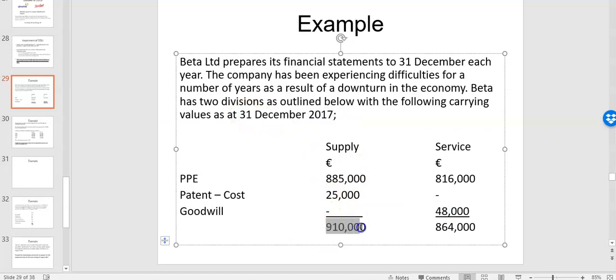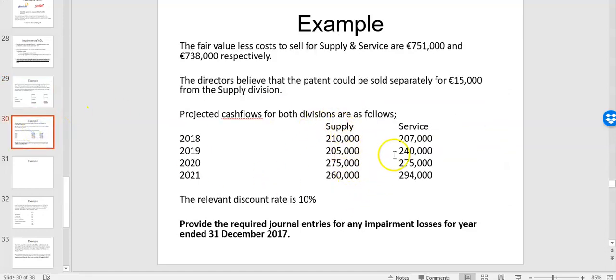So that's what we need. Carrying value for supply, carrying value for service. Two different divisions. Those two will be classified as cash generating units, standalone collections of assets which generate their own cash flows. We're given the fair value less cost to sell of supply and service.